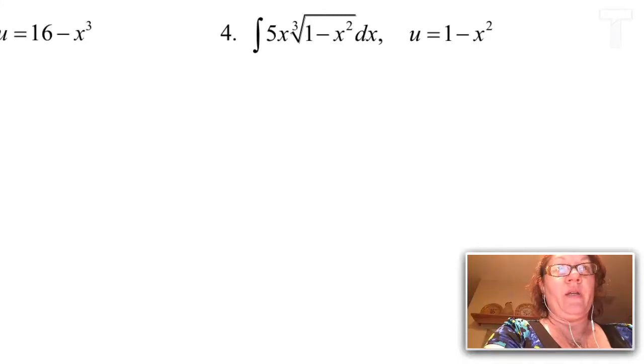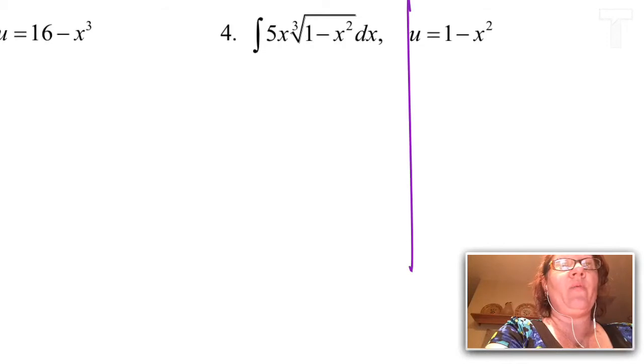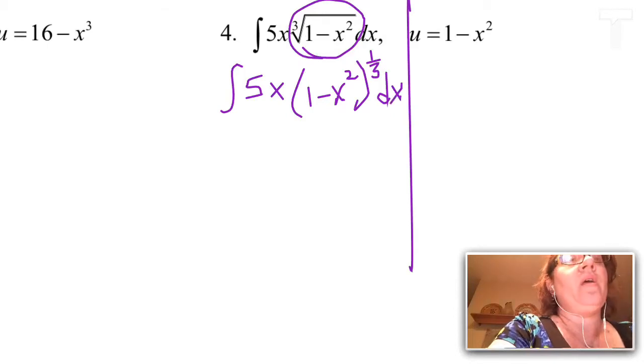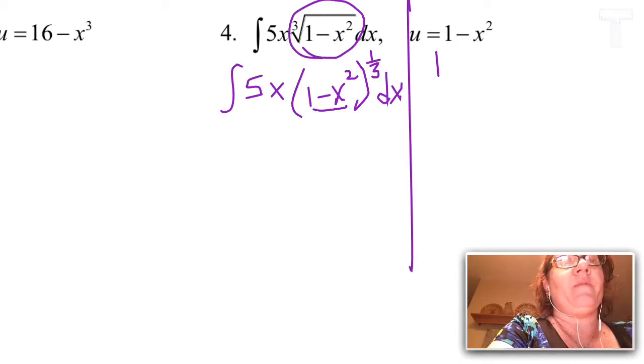Okay, so again, they're telling me what to do for a u substitution, but I would notice that because it's a root. Remember, that's to the 1/3 power. If I were to rewrite it, it would be 5x and then (1 minus x squared) to the 1/3. So I have a parentheses being powered. Yucky, yucky. So over here, I would take the inside stuff and set it equal to u.